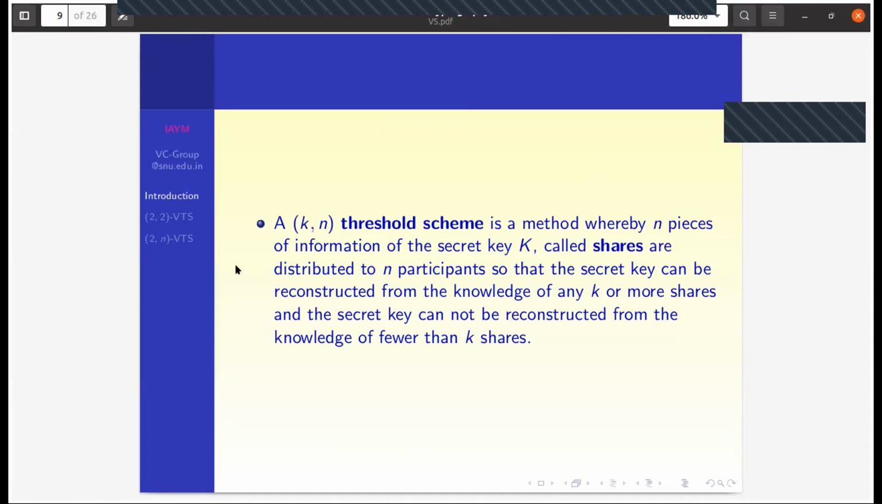Yes. If k or more people come, then it is called a k comma n threshold scheme. There is no specific qualified group. Any number of participants, k or more, are qualified. Fewer than k are not qualified. So this is called a k comma n threshold scheme.